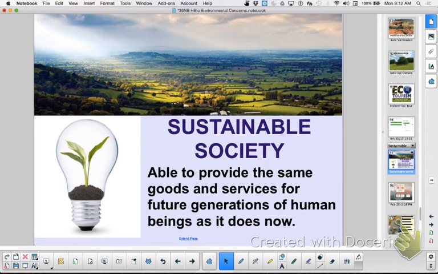All right, here is your last set of notes. Essential Understanding 14 said describe direct and indirect values of biodiversity, which we just did. And the last half of that said, and characteristics of a sustainable society. So a sustainable society is one in which you're able to provide the same goods and services for future generations of human beings as it does now.